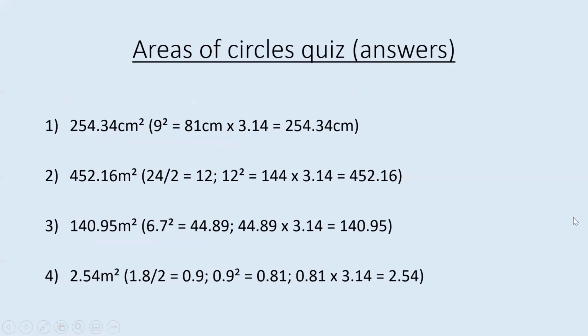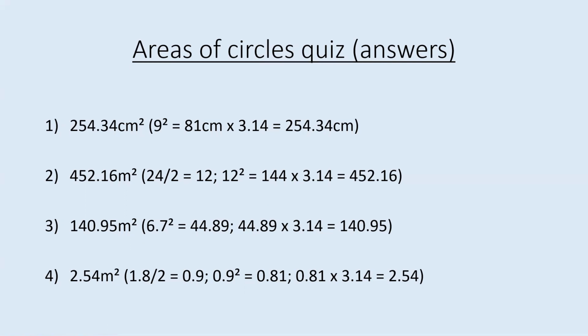And here are the answers for those areas. The first one would give you an area of 254.34 centimeters squared. We had the radius, which was 9 centimeters, so 9 squared equals 81. 81 times 3.14 equals 254.34.